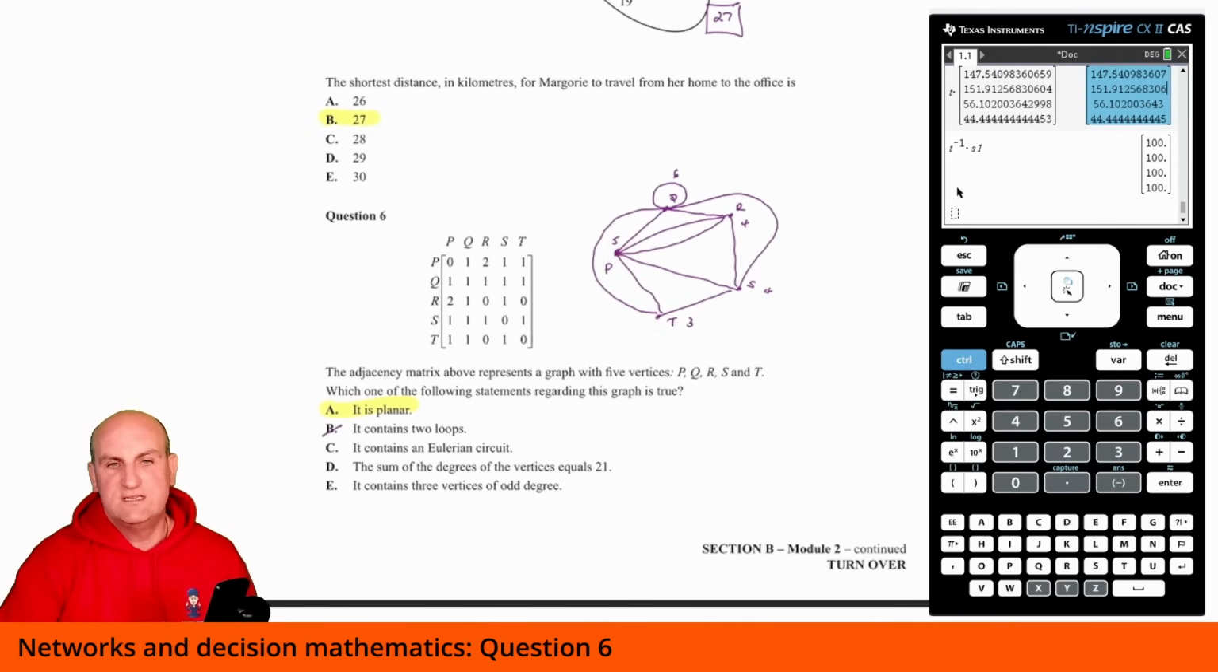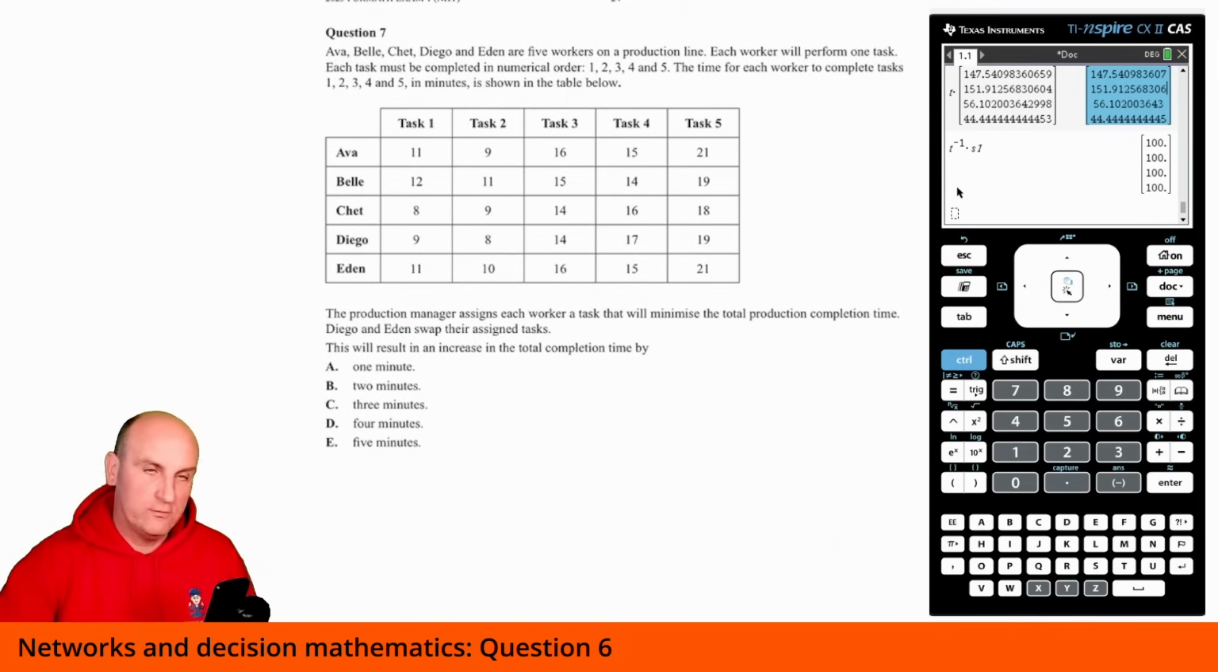The sum of the degrees of the vertices equals 21. No, it doesn't, all right, because that basically there stands for 2 degrees. And it contains 3 vertices of odd degree. We've just said it doesn't. So it's got to be A, all right? And I don't know how you would have done that without drawing the diagram.